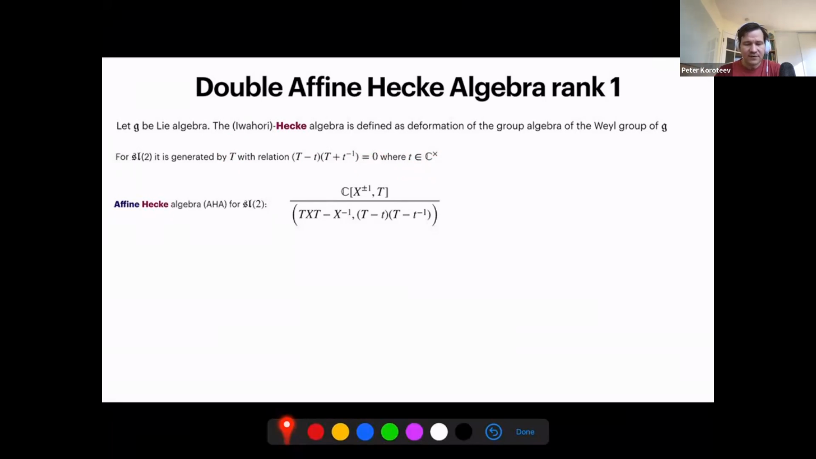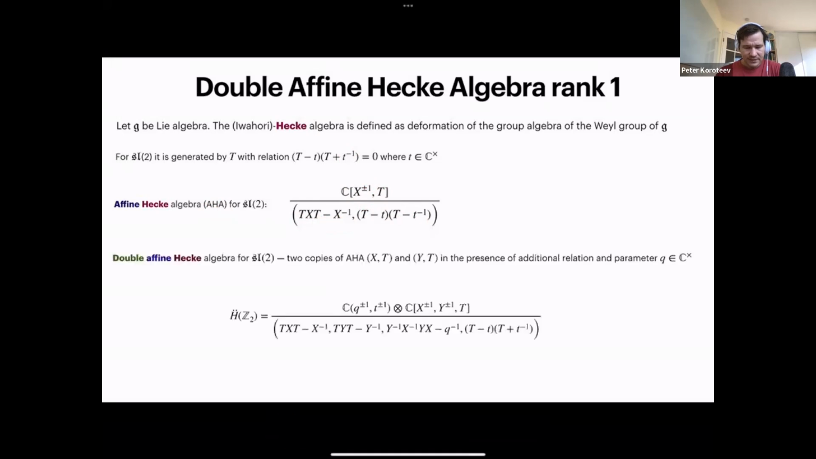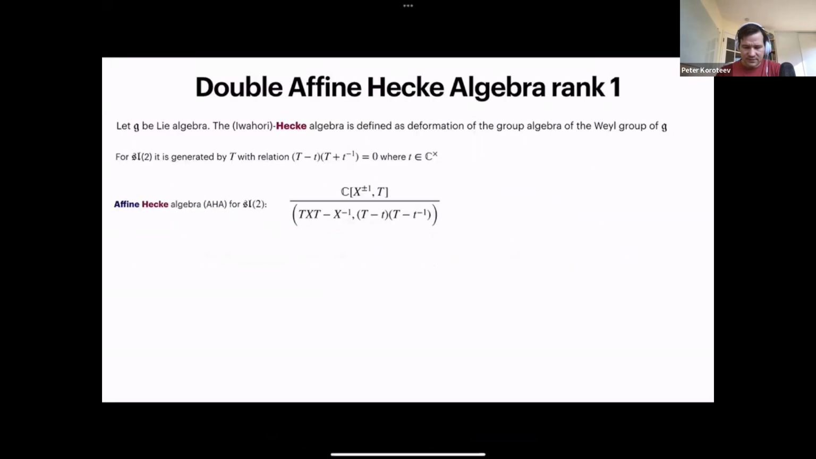Then the affine Hecke algebra, or AHA, for SL2 is the following quotient. We take polynomials in this new variable x and x inverse and t, where x will be the affine generator, and mod out by two relations. So there's a typo here. The first is the one we saw before in the Hecke algebra, and the second is this relation which looks like TXT equals X inverse. So we did the affinization.